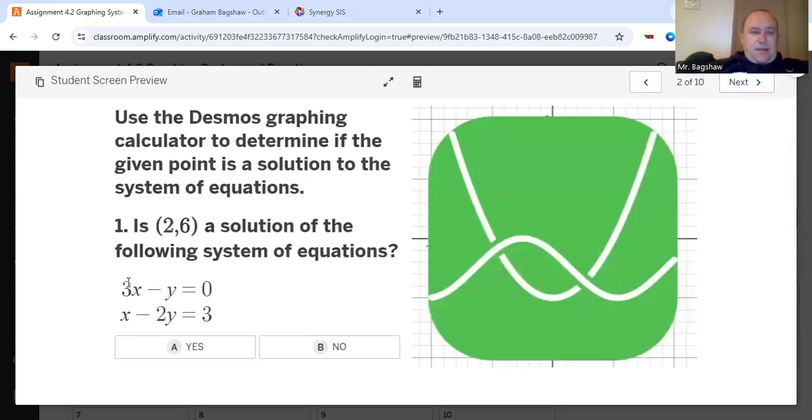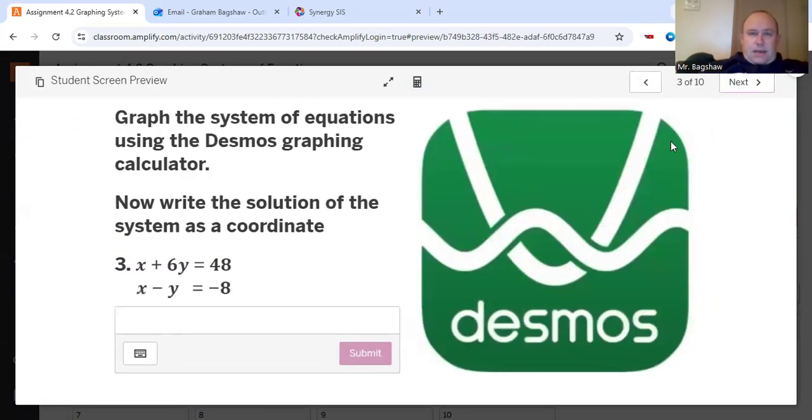Same with question two. Type in the system, look to see where they cross. If it crosses at 2, 6, you should select yes. And if it doesn't, you should select no. Then as we get to question three, we got a little bit more going on here.